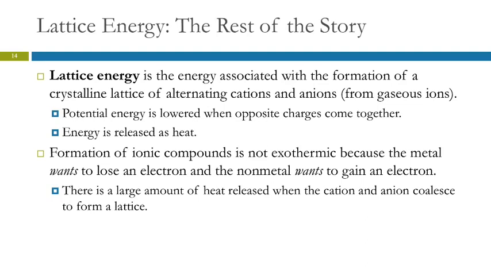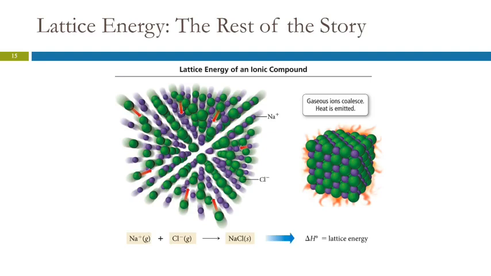It's exothermic because when the formed cation and anion come together, it releases a tremendous amount of energy. So that's where the exothermic nature of these reactions comes from. So here we have an illustration. We've got a whole bunch of sodium and chloride ions in the gas state, and when those come together, they go smash up together like that, release a tremendous amount of heat.